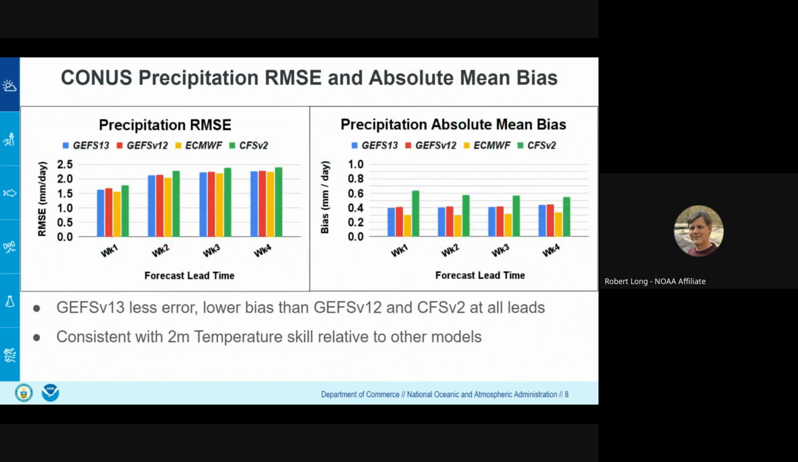When we look at precipitation, the story is very similar. The error-metric results with precipitation are consistent with those that we just saw for temperature. The chart on the left shows that GEFS13 has slightly lower error than GEFS12 and CFS, and higher than ECMWF at all leads. And these findings are consistent with the plots from Eric Sinsky that Bing just showed earlier in this session.